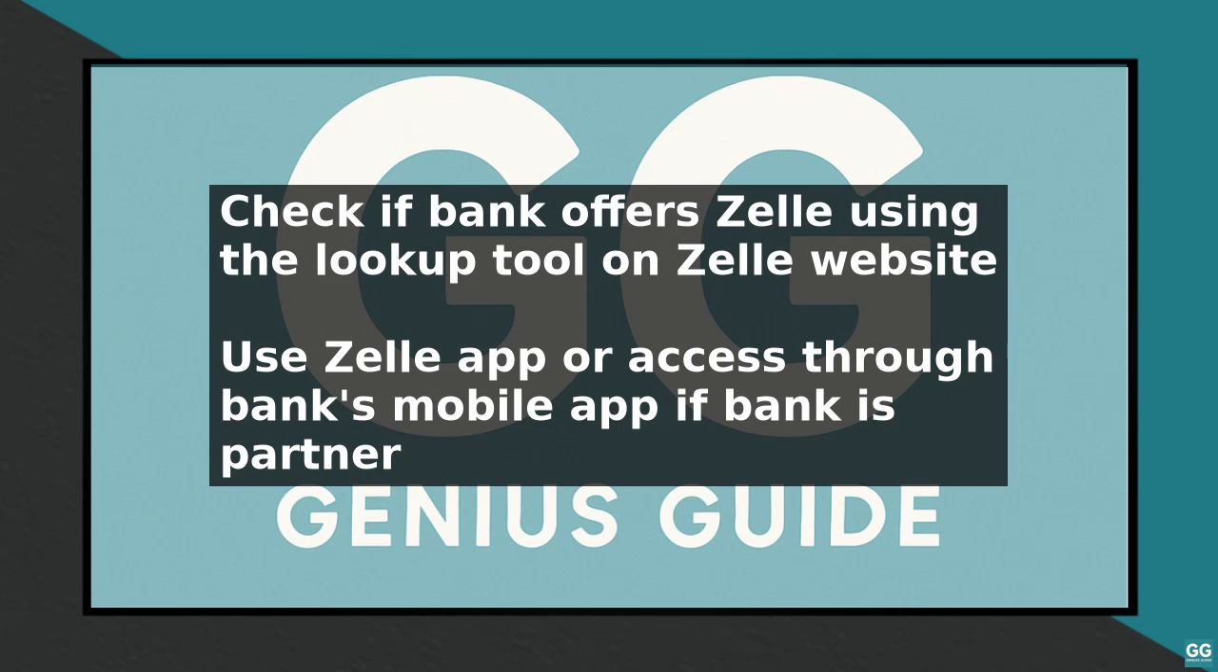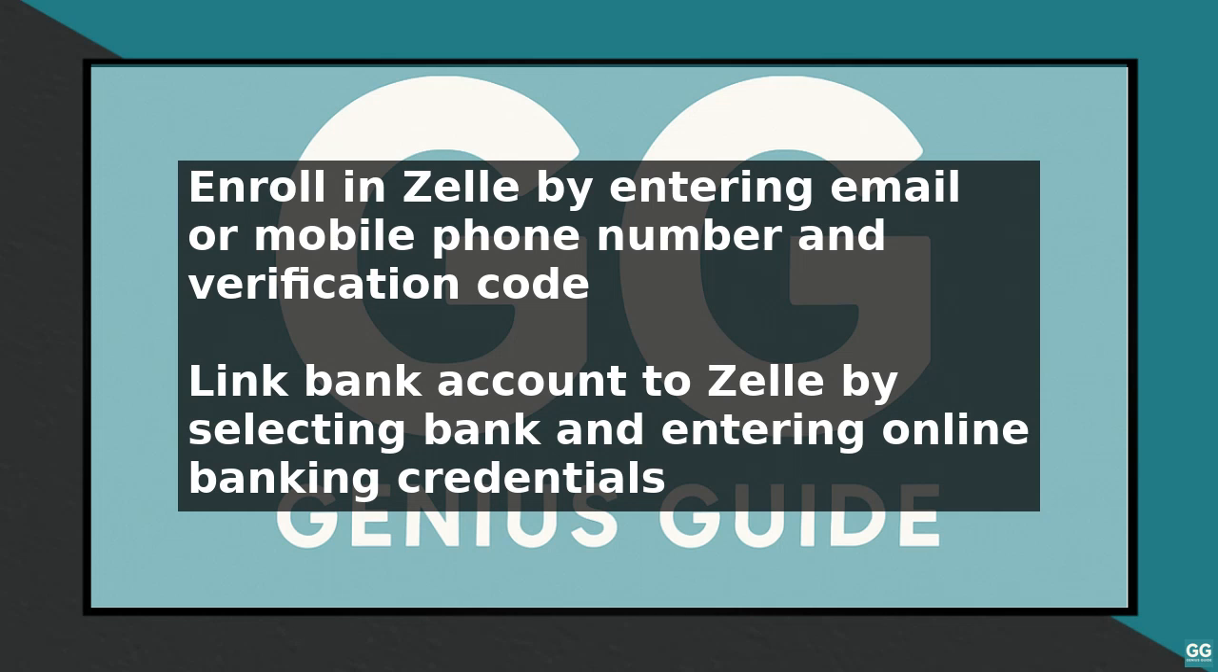Next, link your bank account to Zelle by selecting your bank from the list of participating banks and entering your online banking credentials. You may be required to answer security questions to complete the linking process. Once you have enrolled and linked your bank account, you can start sending money to friends, family, or anyone with a bank account in the United States.